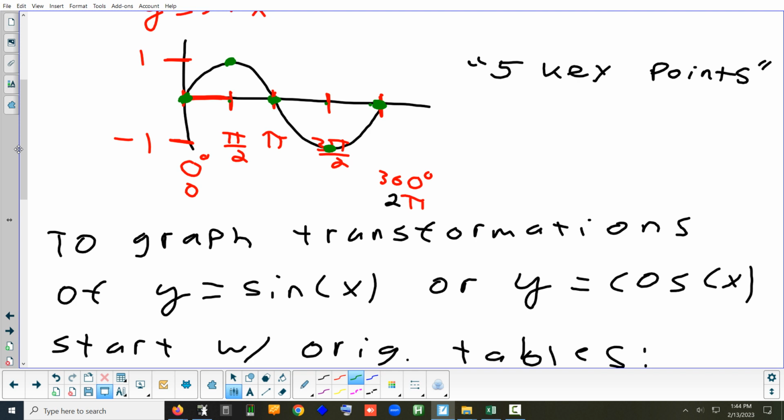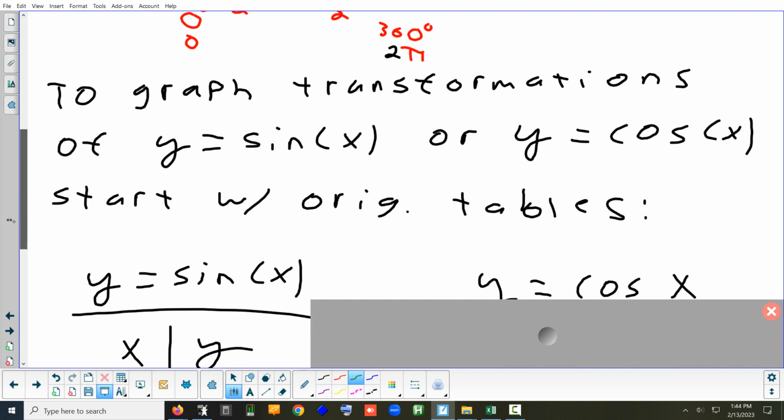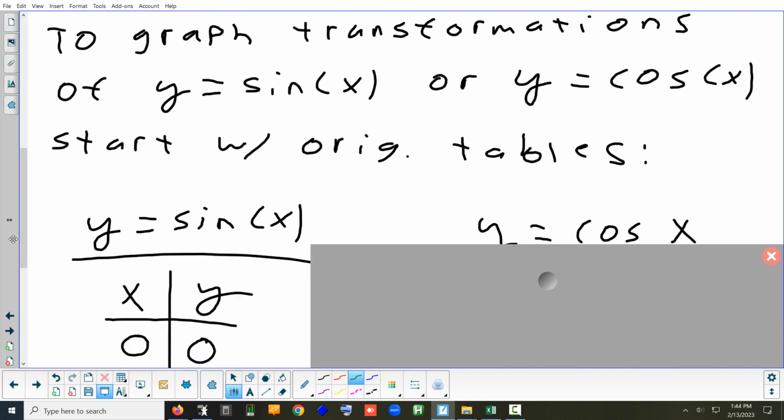Dominic, what's the coordinate of that first green dot? 0, 0. Okay, the first green dot goes right through the origin. So that is your first coordinate. 0, 0. Okay. Now let's do the second one.